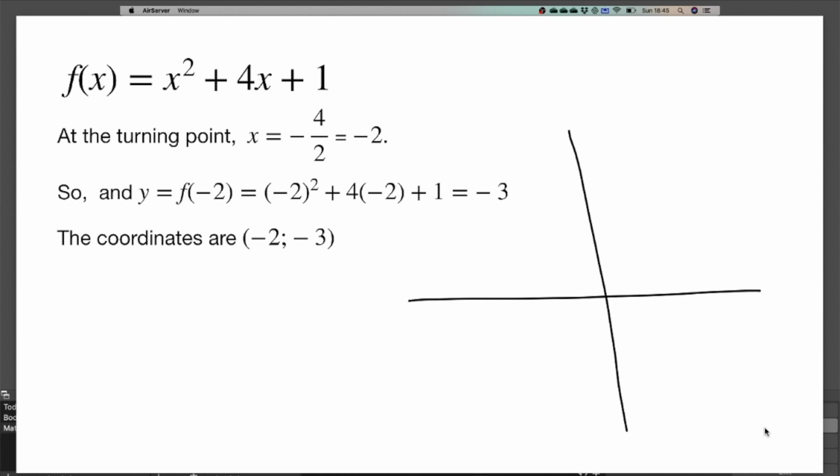All you need is to draw your x-axis and your y-axis. Then your turning point is -2, -3. Want to assume that -2 is here and -3 is there. So -2, -3 will be somewhere there. It helps to write it down again, just like that. So that is the turning point. We know the shape of the graph.